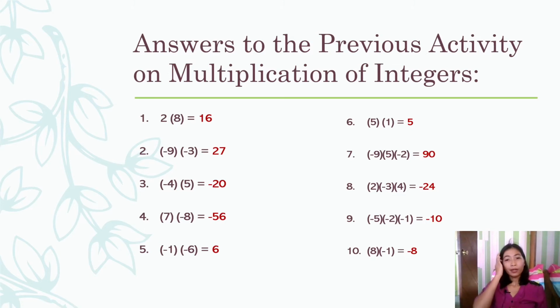Okay, number 9. You have negative 5 times negative 2 times negative 1. How many negative factors are there? There are 3, and 3 is odd. So the number of negative factors is odd, which means your answer will be negative. So you have negative 10. Then number 10, you have 8 times negative 1. They are of different signs, so your answer will be negative 8. Okay, I hope you guys got it all correct.